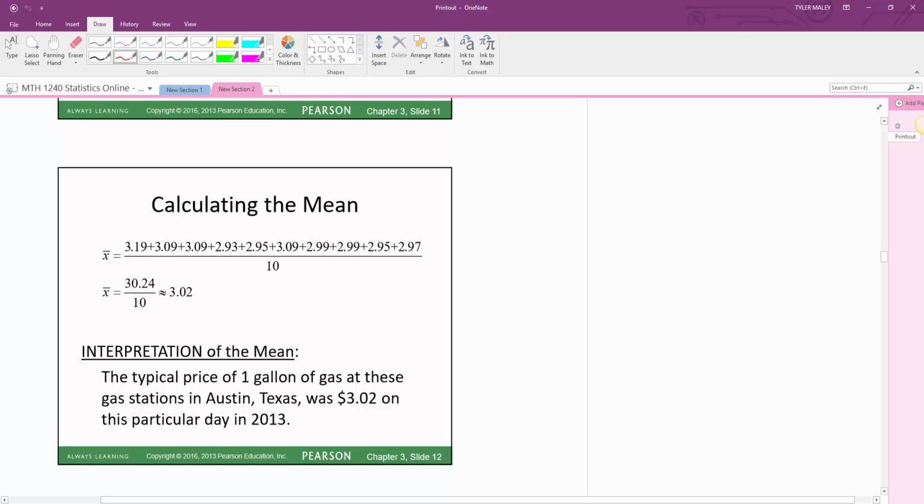A way to interpret the mean, we can say the following: the typical price of 1 gallon of gas at these gas stations in Austin, Texas was $3.02 on this particular day in 2013. So that's what we can conclude about that. You want to be careful with being able to interpret the mean also.